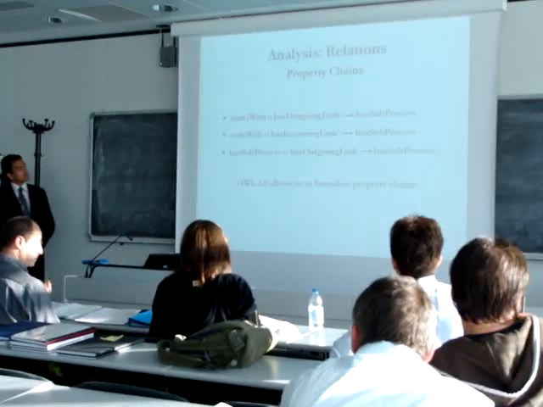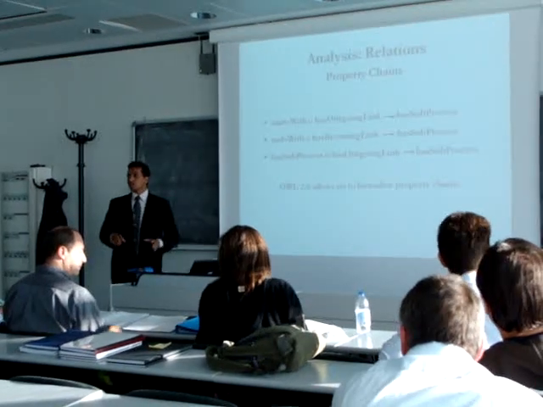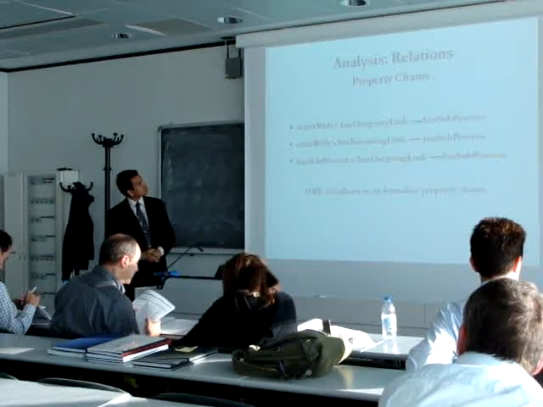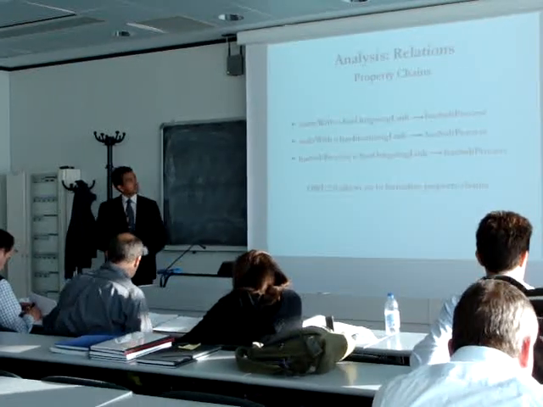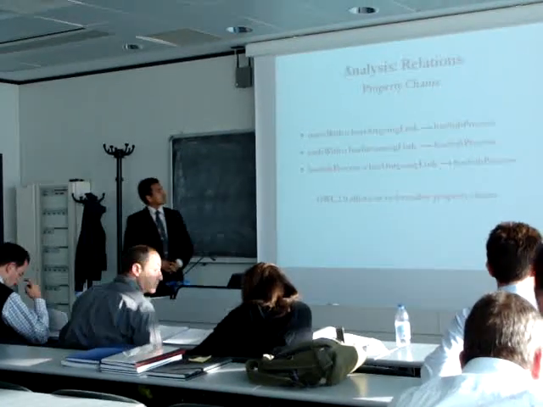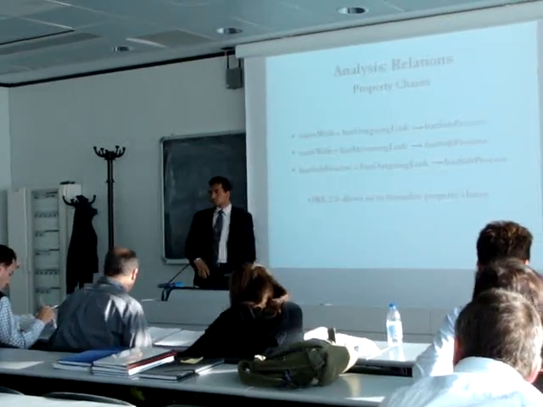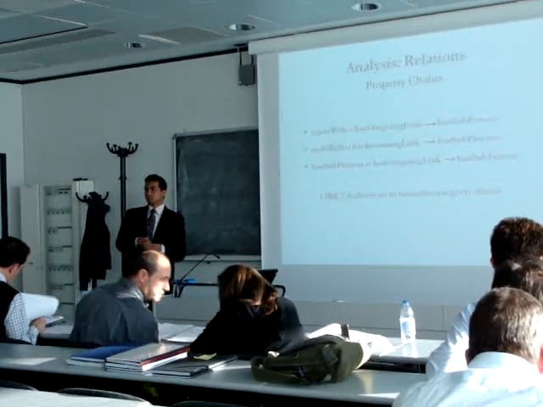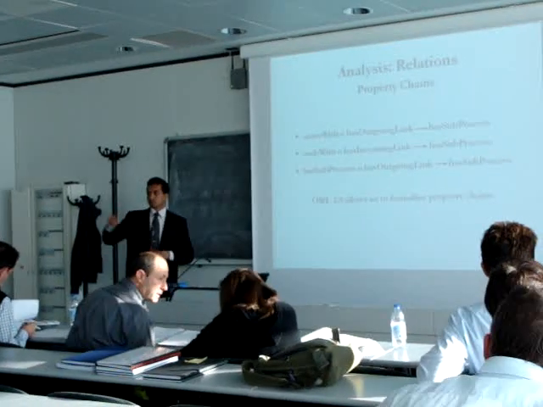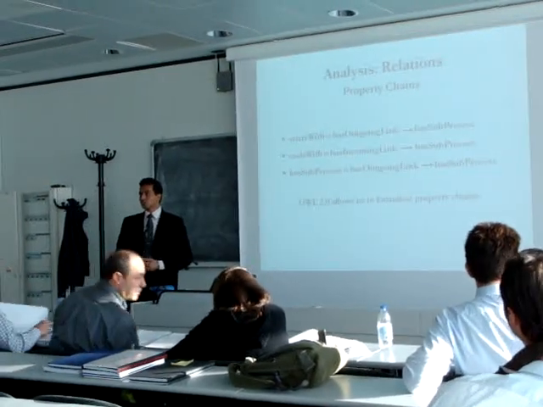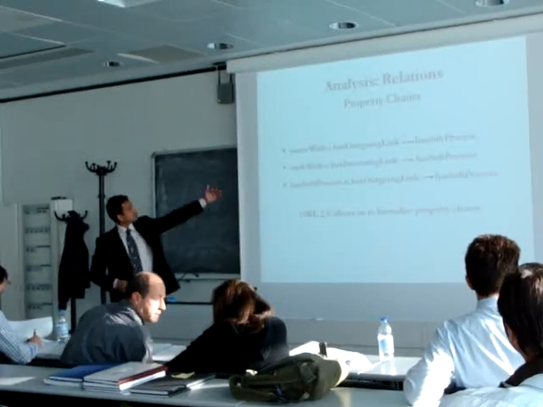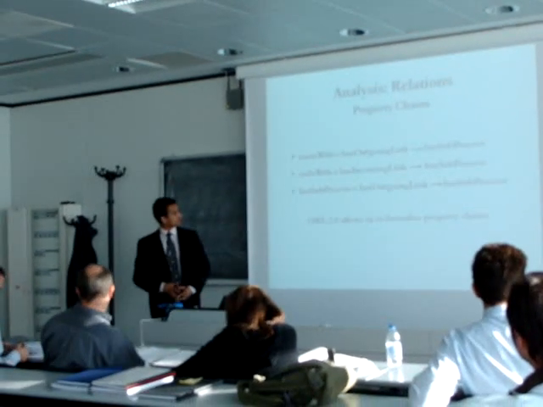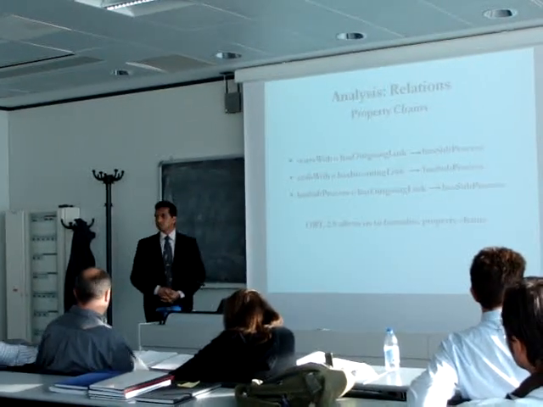Property chain. The property chain is the composition of relations, and here we put the property chain. It starts with the composition of the has outgoing link relation, and we make the has subprocess. For example, a non-atomic process starts with a start point, and the start point has an outgoing link to a process. That means that process is a subprocess of this non-atomic process. In a similar way, we make these two property chains, and to compose this property chain, we need out2, because out2 allows us to formalize this property chain.